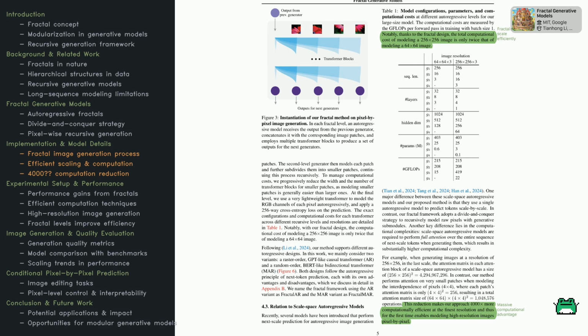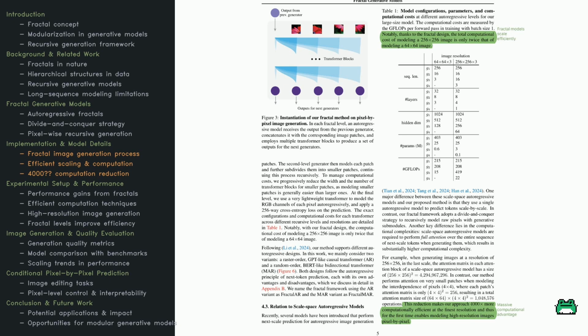The key is that the image isn't treated as a monolith. It's generated recursively, moving from coarse to fine detail. Look at figure 3 here. Each level of the fractal model uses an autoregressive approach with multiple transformer blocks, taking the previous level's output plus local image patches as input. Then it predicts the next stage of the image. This cascades down to the finest level, where a smaller transformer predicts actual RGB values at each pixel.